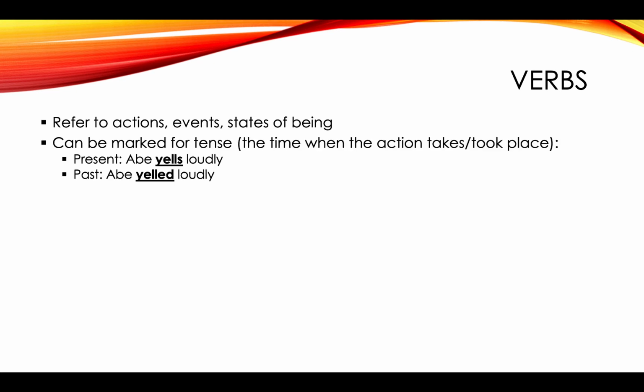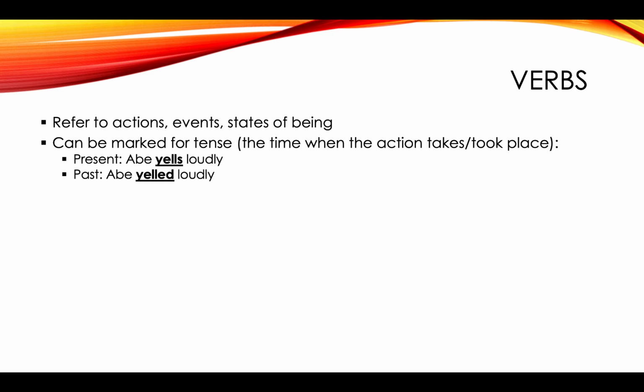Now let's talk about verbs. Verbs are parts of speech that refer to actions, events, and states of being. But like with nouns, we know what a verb is, mainly not by its meaning, but by its inflections. Verbs can inflect for tense, a category that indicates when the action takes place. In the sentence, Abe yells loudly, the word yells indicates present tense. In the sentence, Abe yelled loudly, the word yelled indicates past tense.